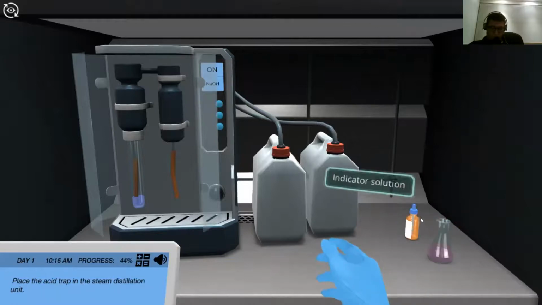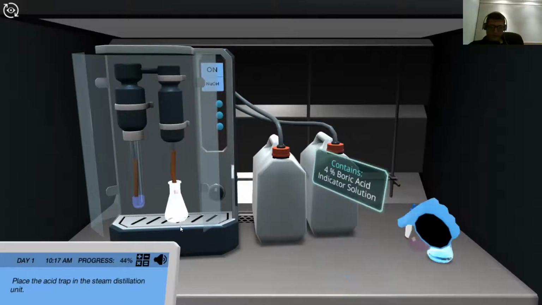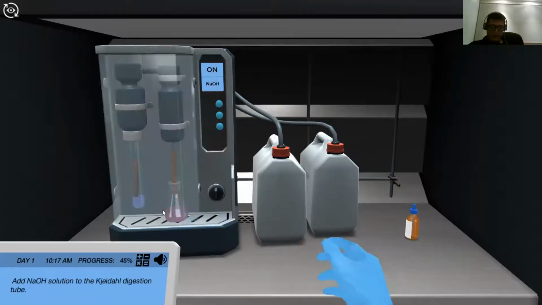Place the acid trap in the steam distillation unit. Add sodium hydroxide solution to the Kjeldahl digestion tube. Start the distillation.